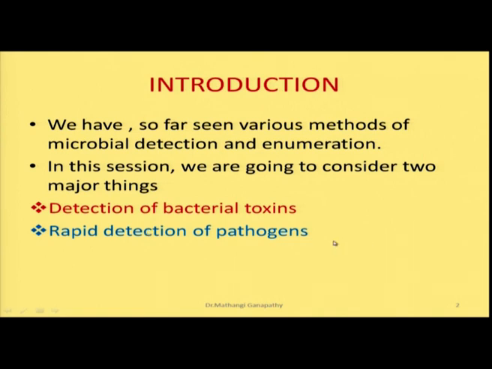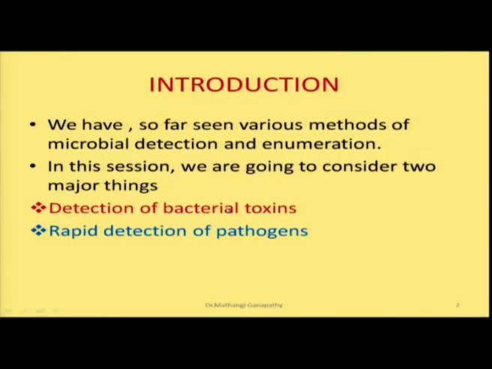In many cases, even the presence of the microbe is not required for a food to cause a foodborne illness. It is enough if the microbial toxins, that is the microbial metabolites, are present. So even if the microbe is not there, if the microbial toxins are present in the food, that can cause a major episode of food poisoning. So how do we detect that? What are the different methods?